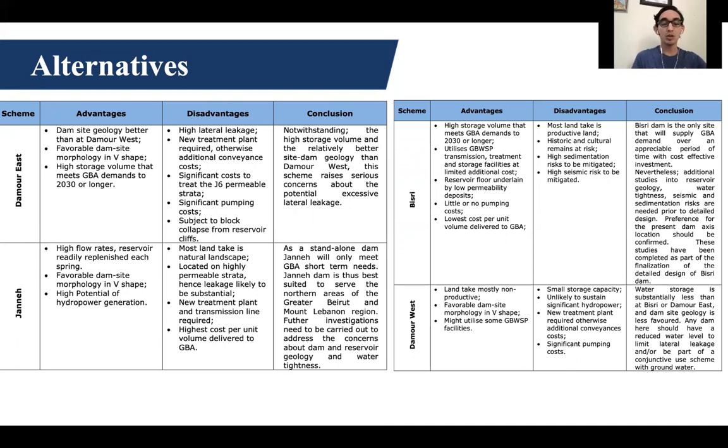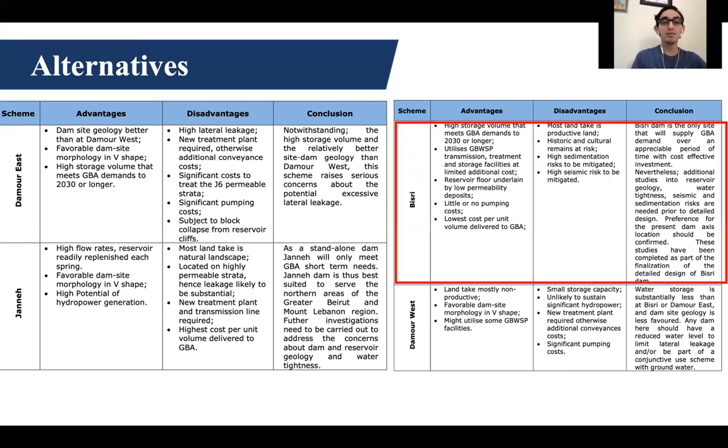These 2 charts are showing you the 4 alternatives proposed on the dam alternatives. And as you can see, the one that is highlighted is the one that is already going on. It was the one selected. And as you can see, you have the advantages, disadvantages, and the conclusion for each of them. The Bisri Dam was the alternative that was able to ensure a long-term water supply for all of these communities.